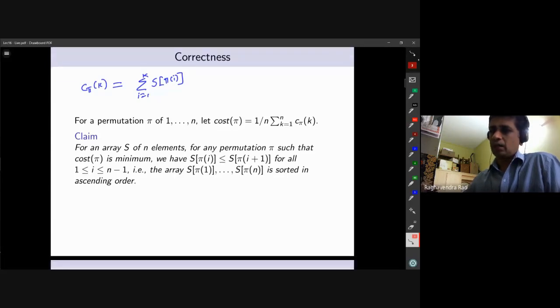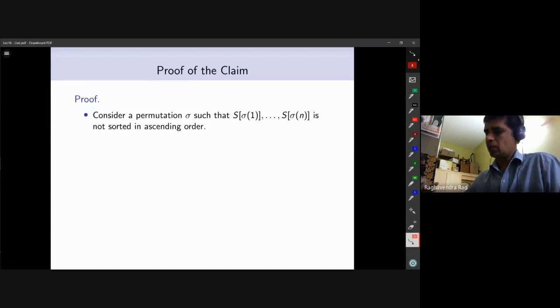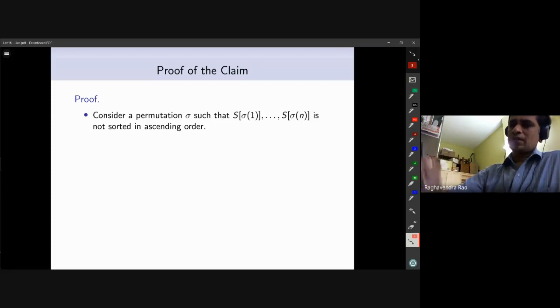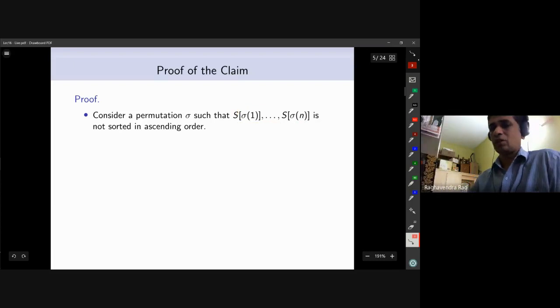So we'll come to the argument. We started with a permutation. The argument is called a swap argument. It's essentially swapping two elements and showing that you'll get a smaller cost permutation. So consider some arbitrary permutation. We'll assume that the array with respect to this permutation is not sorted in ascending order.